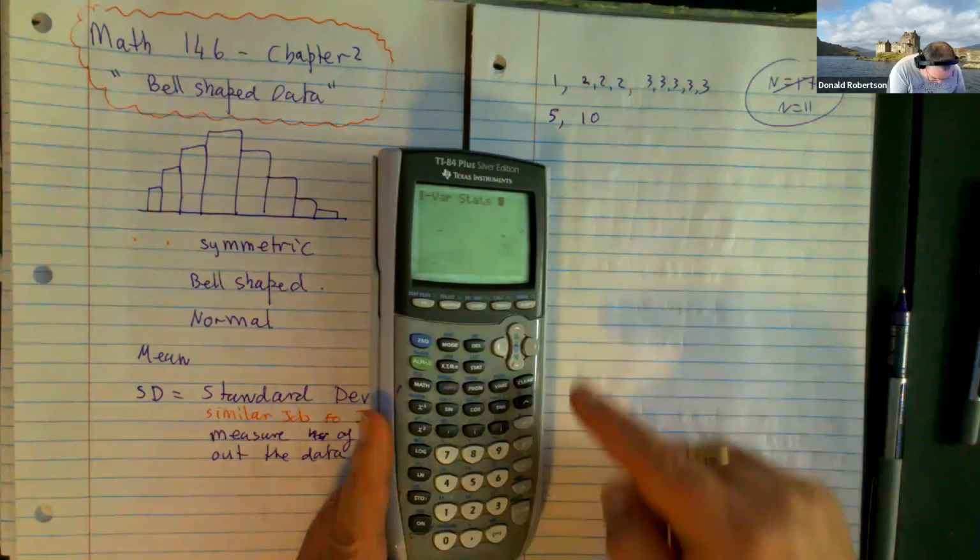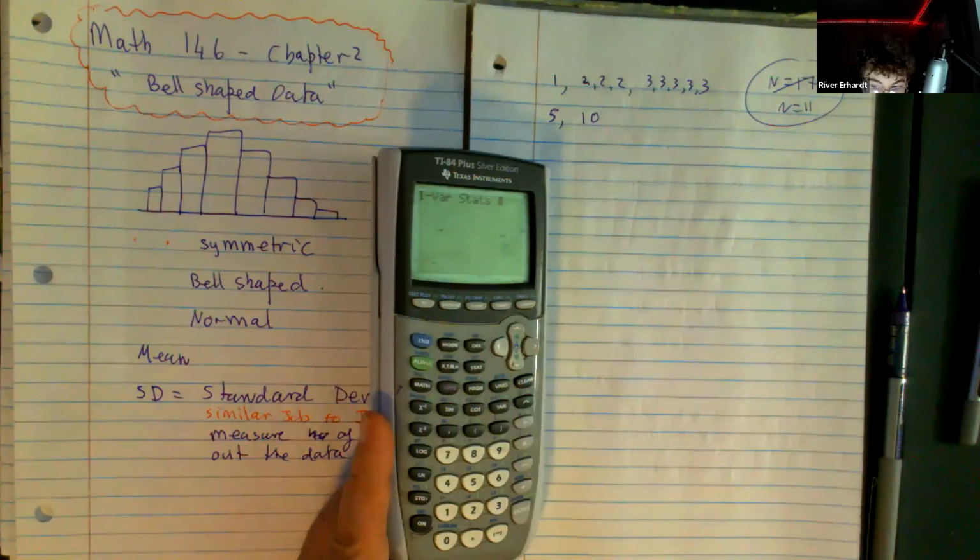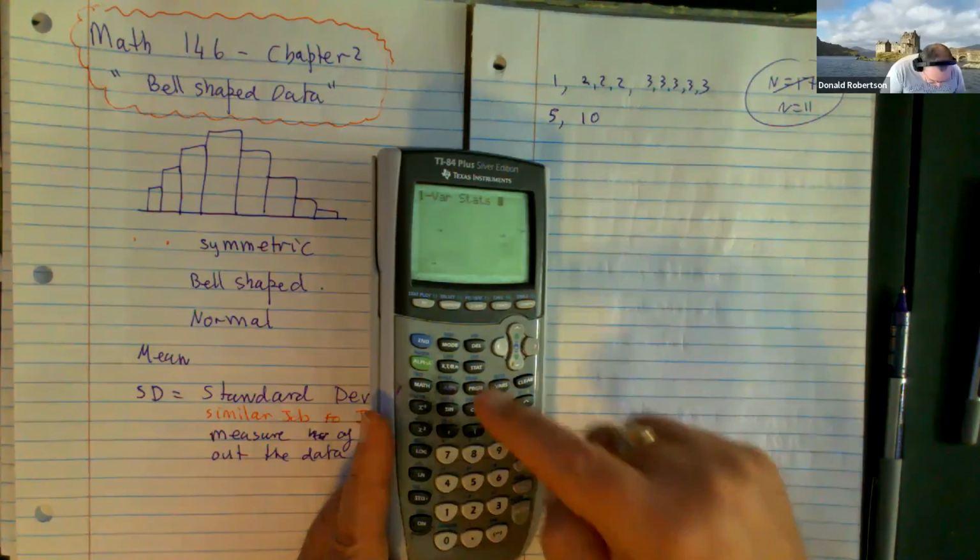How do I make L1 appear? What buttons do I press? Isn't it second and then 1? That's it. And then I hit enter.